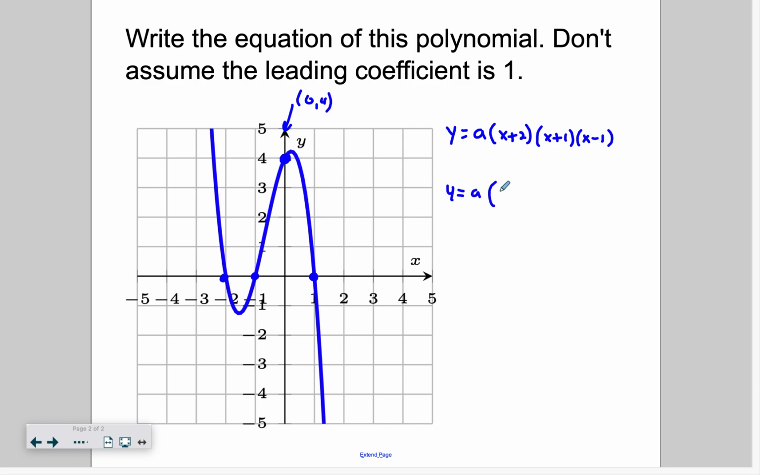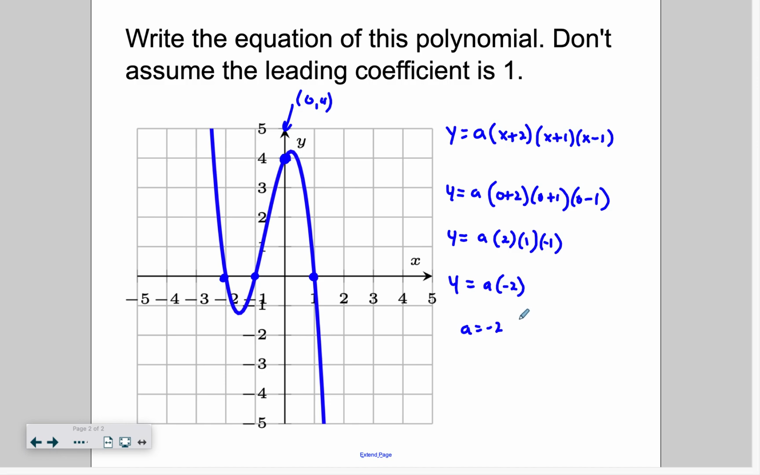So that's going to look like 0 plus 2, 0 plus 1, and 0 minus 1. Simplifying, we'll get 4 equals a times 2 times 1 times minus 1. Okay, multiplying all those together, you'll get 4 equals a times negative 2, or negative 2a. We divide both sides by negative 2, and you'll get a equals negative 2.